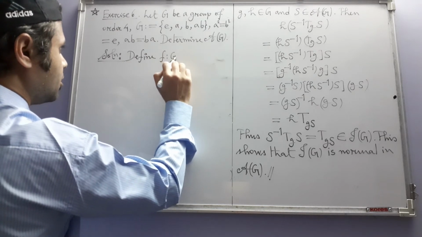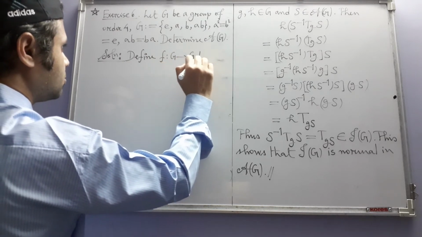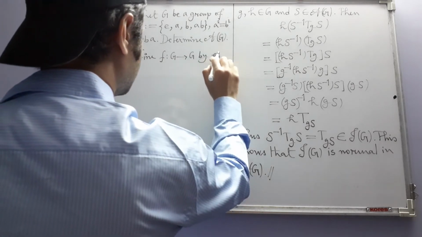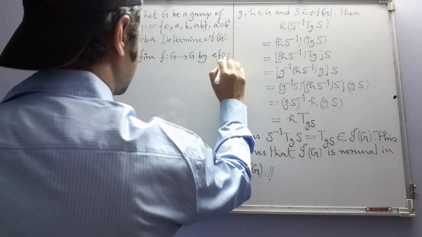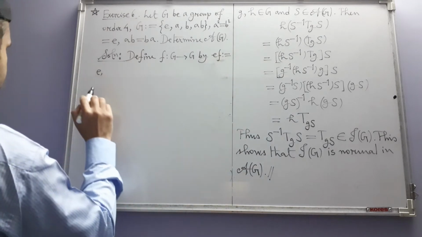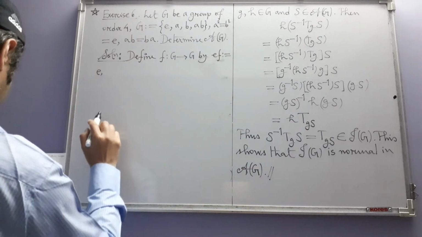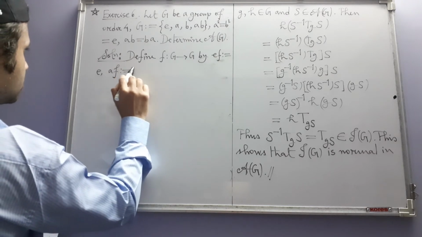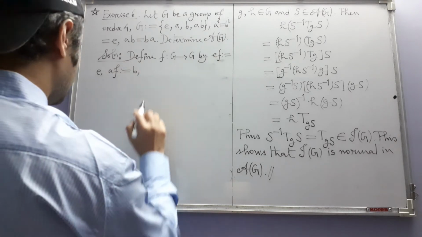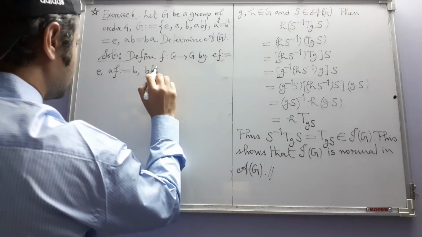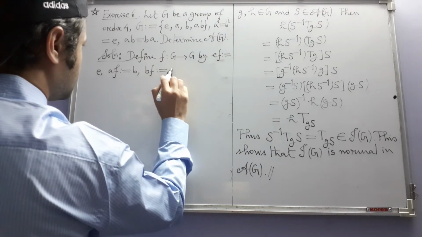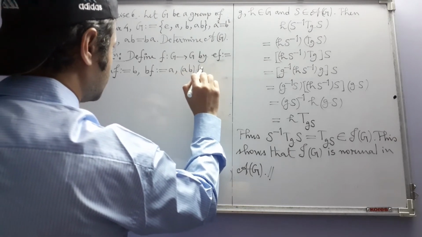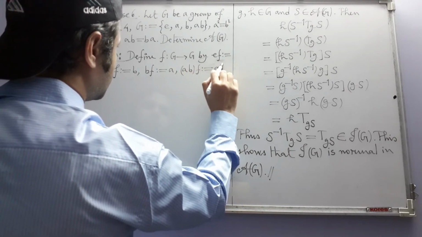Define a map F from G to G by these formulas. EF is defined to be equal to E, then AF is defined to be equal to B, BF is defined to be equal to A, and ABF is defined to be equal to AB.